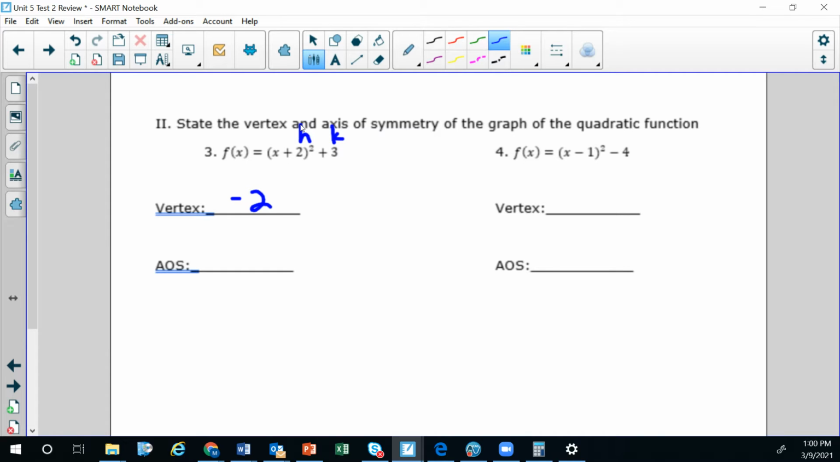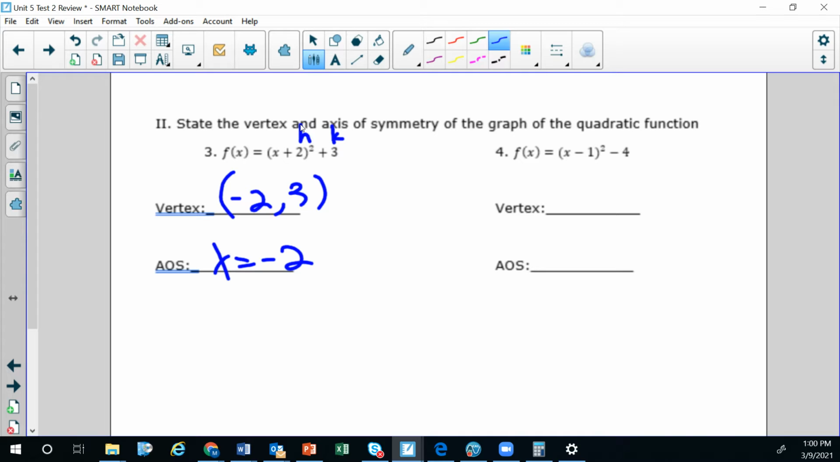The 3 stays the same. So that's my vertex right there. And the axis of symmetry always has the same value as the x coordinate of the vertex. So that's going to give me x equals -2 as the axis of symmetry.